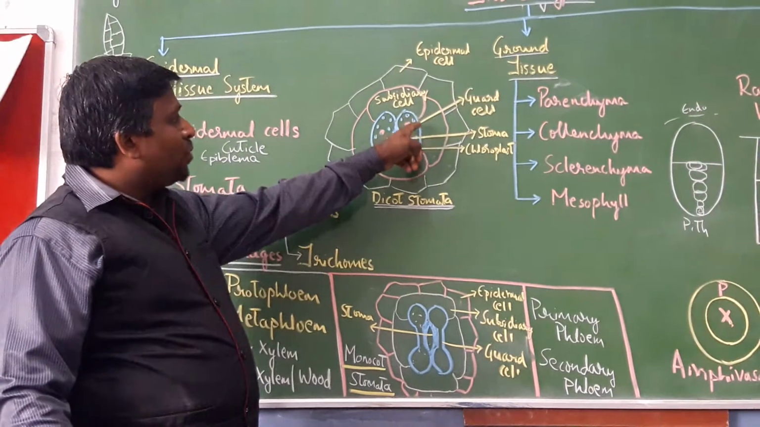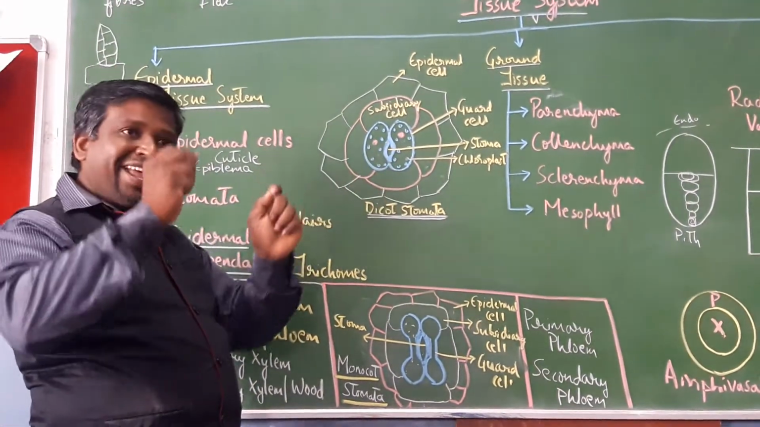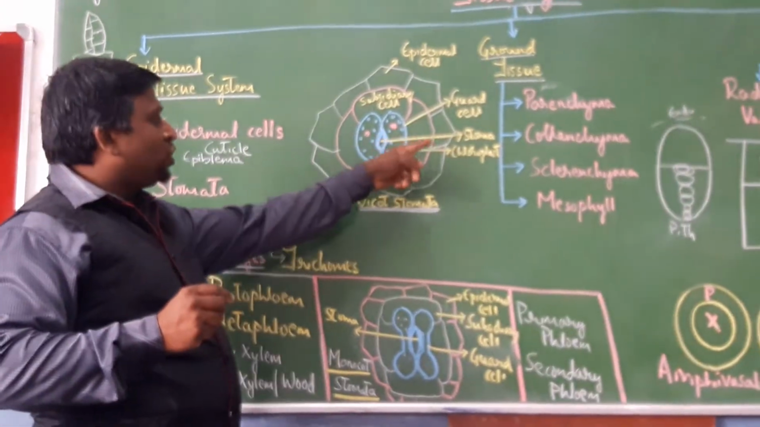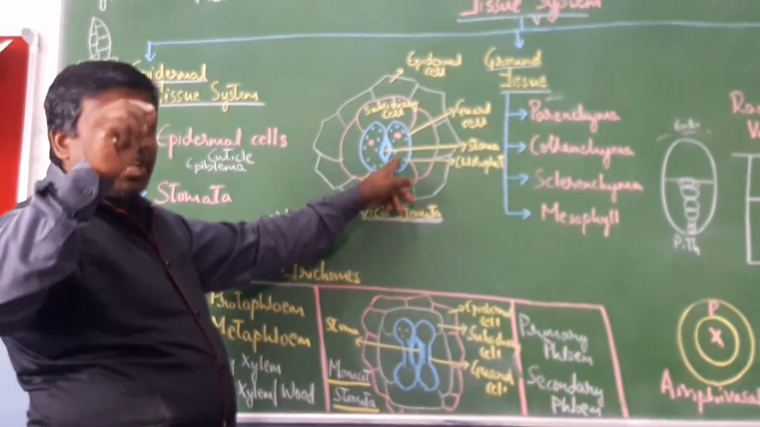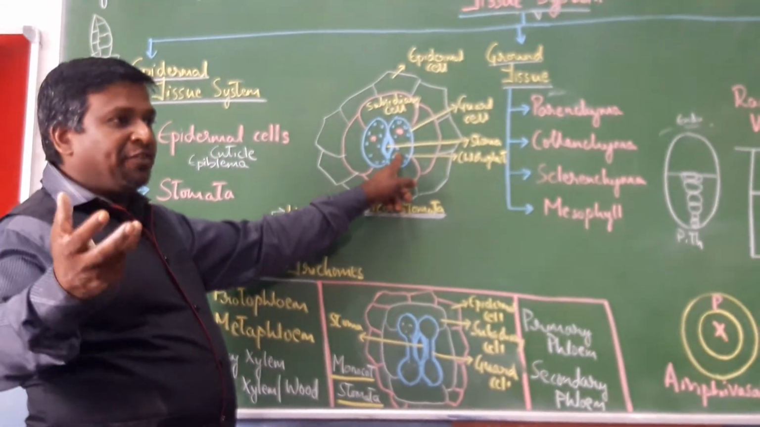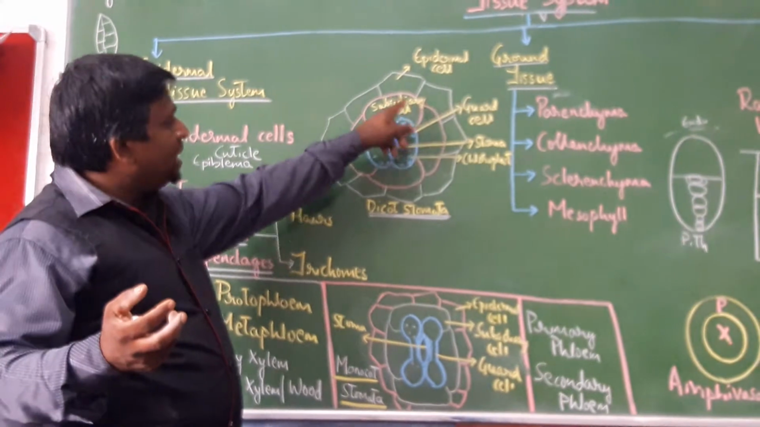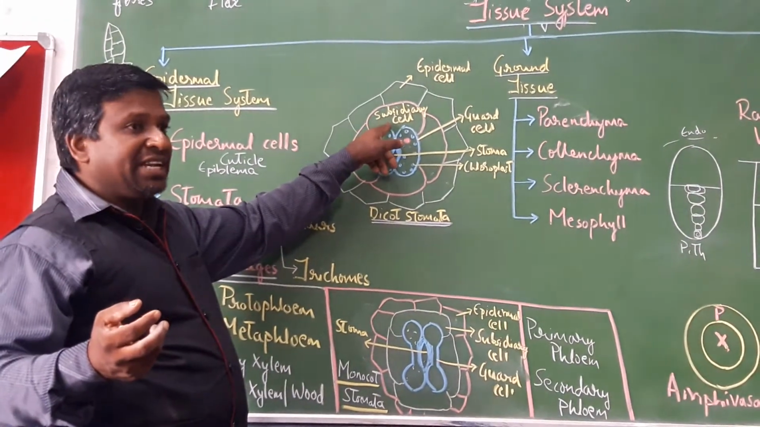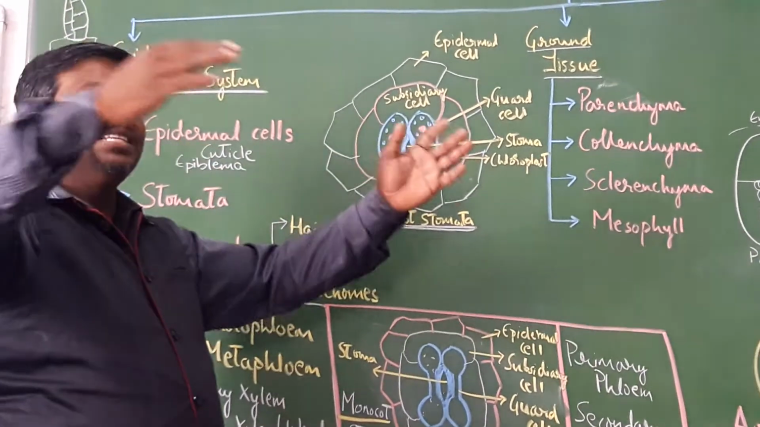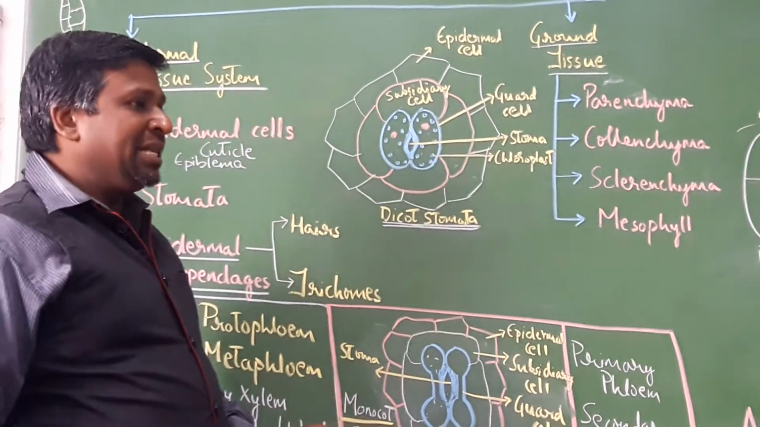The guard cells' outer wall is thin, inner wall is thick. The opening we call the stoma. The guard cells are richly filled with chloroplast because they are found in leaf. Surrounding the guard cells, we call the cells subsidiary cells. The subsidiary cells are surrounded by epidermal cells.